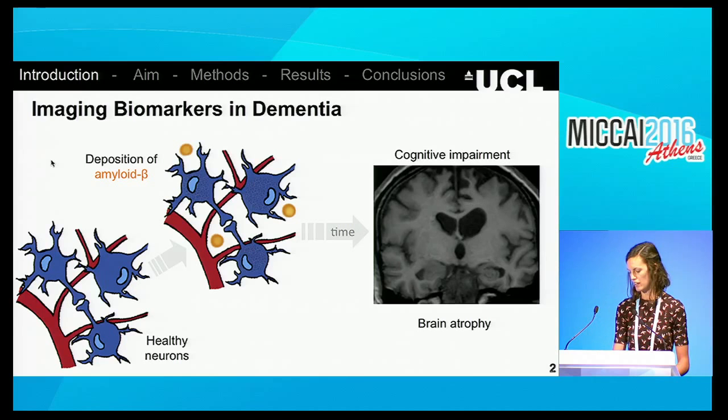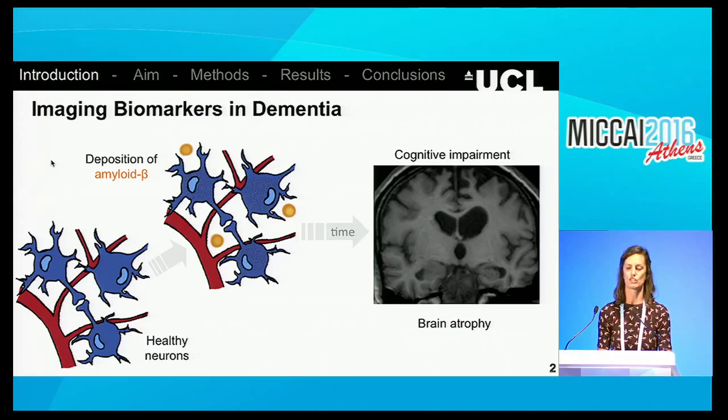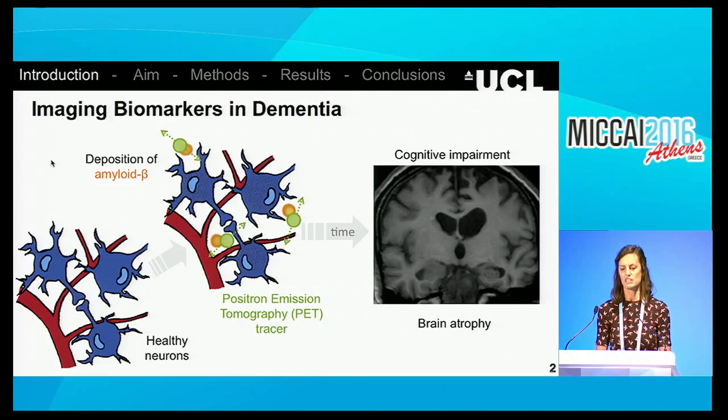So most imaging biomarkers focus on these later stages of disease because they're based on structural MRI. However, if we want to perform effective intervention, we need to get to the disease before these changes occur. So we need a biomarker which can image these early stages of the disease. PET tracers, which can target the amyloid beta and other proteins, have been developed. So this gives us an imaging technique so we can monitor the deposition of this protein.